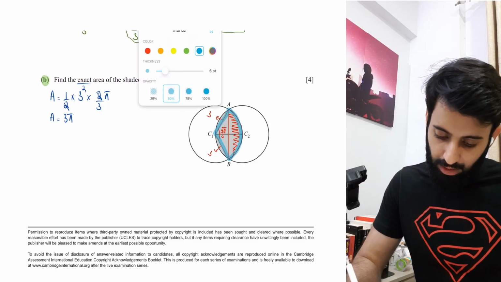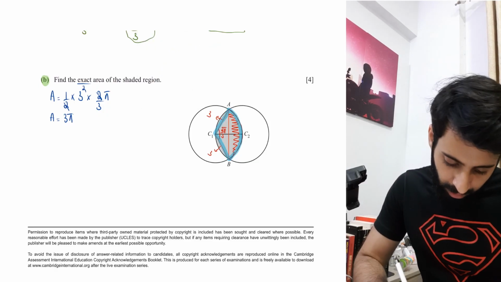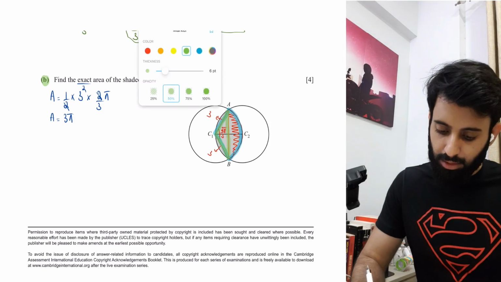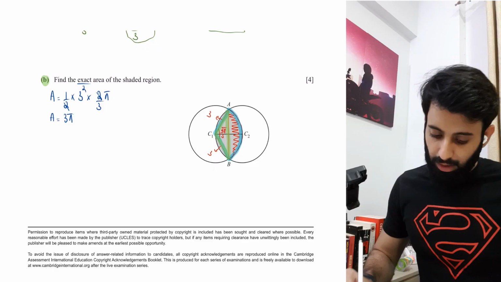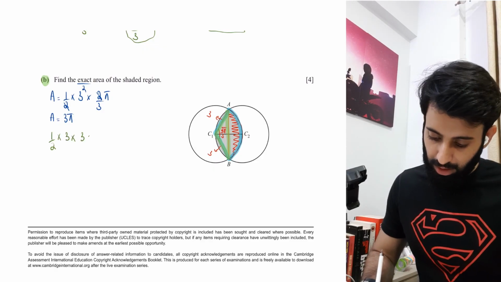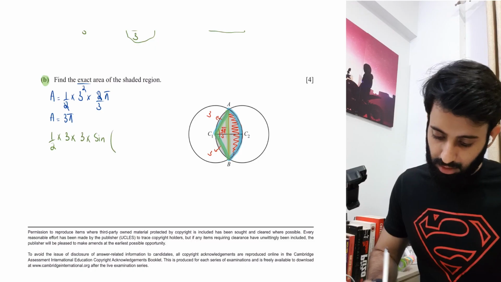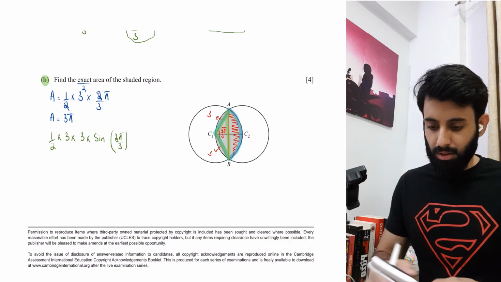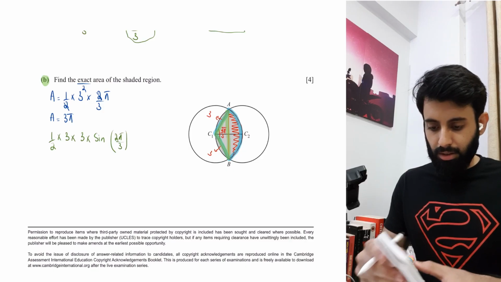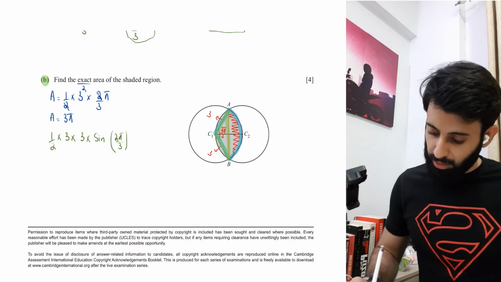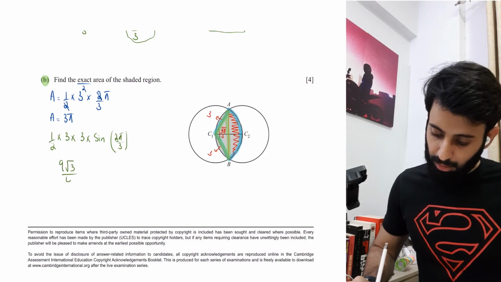Now from it, I need to subtract this region, the region that I'm highlighting in green for you. So I'll switch to green for that. And since this is a triangle, I can very conveniently use the formula half times a times b times sine c, and c here will be 2 pi upon 3. So let's work it out. 0.5 times 3 times 3 times sine. Make sure that your calculator is in radian mode. 2 pi upon 3, close the bracket. So we're looking at 9 root 3 upon 4.